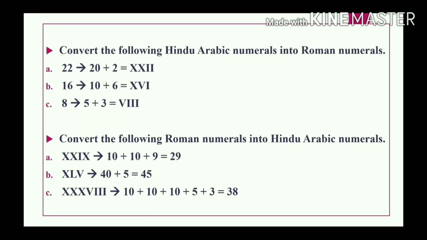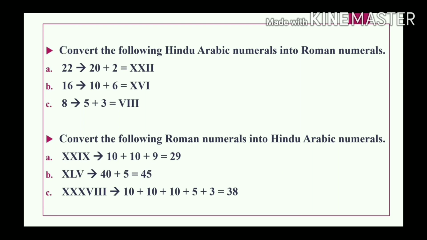Now, let's see some examples. First, convert the following Hindu Arabic numerals into Roman numerals. The first example is 22. For 22, we can write 20 plus 2, which is XX for 20 and double I for 2. So the Roman numeral for 22 is XXII.